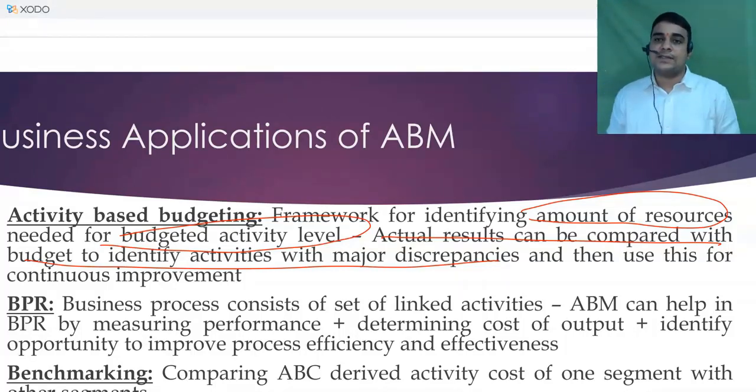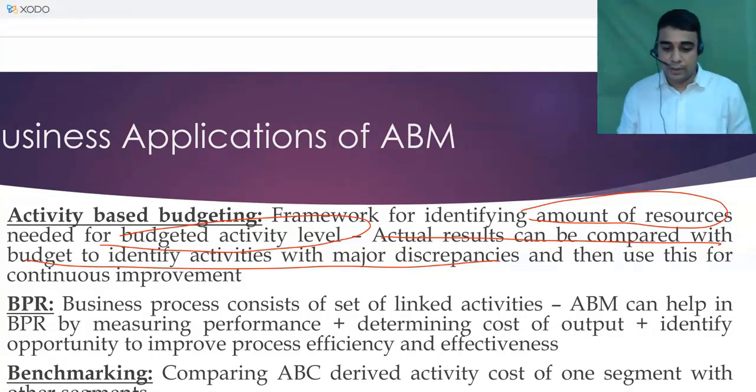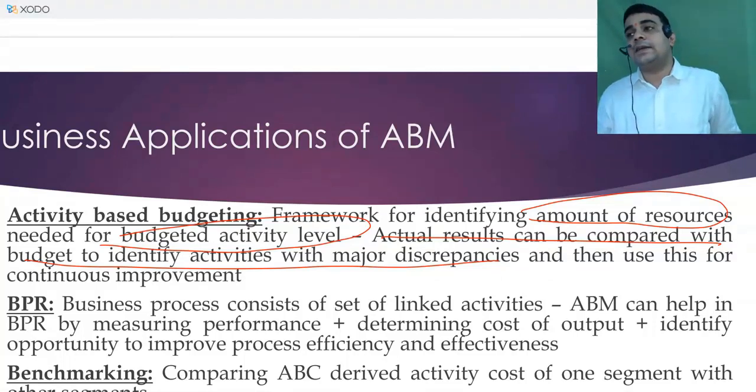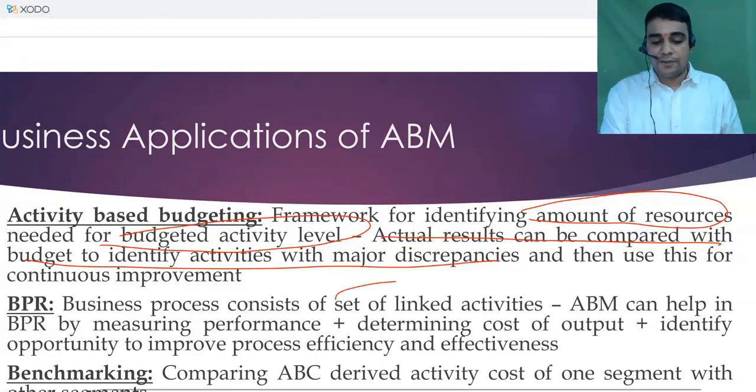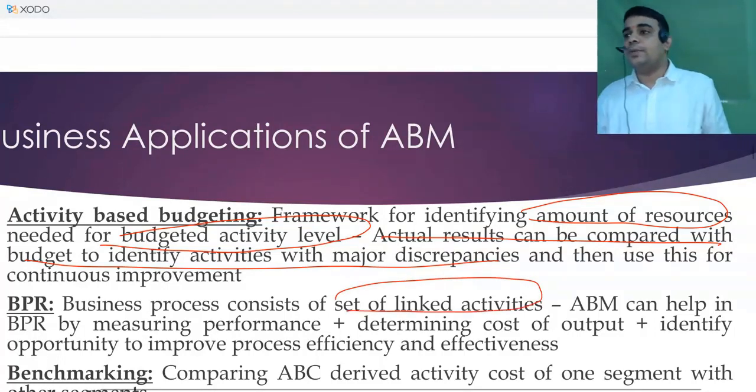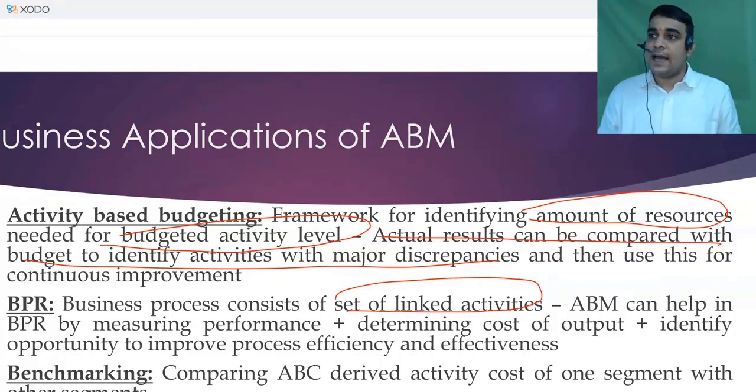What is performance analysis or performance comparison? The performance management system would have touched upon this, saying that you need to have targets for everything and there should be a comparison of actual versus the target. So that is what this is all about. BPR is basically business process reengineering. What it says is a process consists of a set of linked activities. There is going to be linkage among the various activities which an organization does.